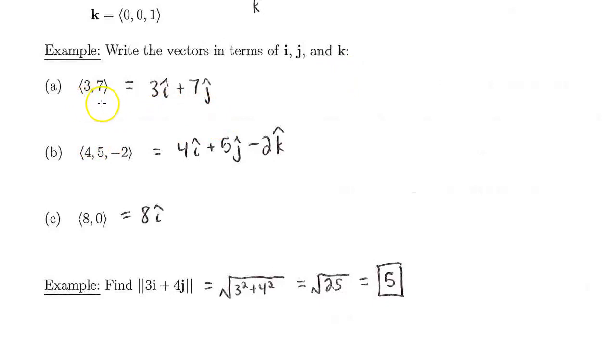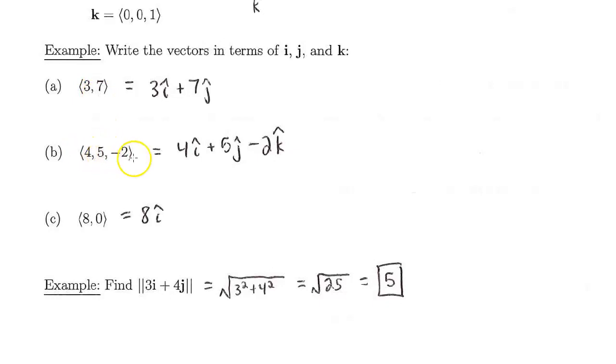So the vector 3, 7 is the same thing as just 3i plus 7j. Okay, because this would really be 3 times 1, 0, which is really just 3, 0, plus 7 times 0, 1, which would just be 0, 7. So what's 3, 0 plus 0, 7? Well, it's 3, 7.